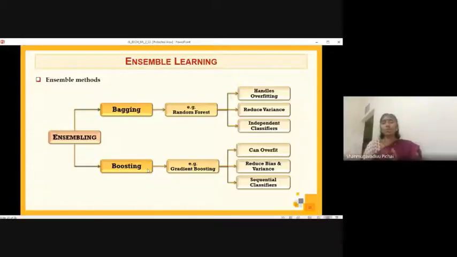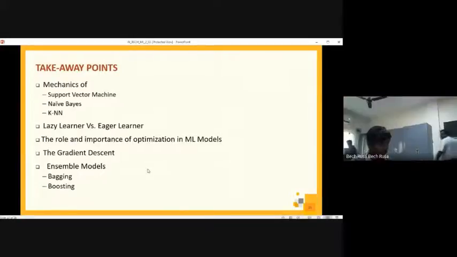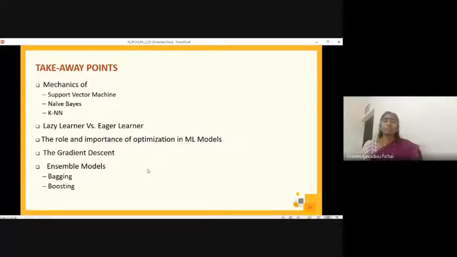It leads to overfitting. Now let us move on to the next slide that speaks about the takeaway points of the session. So far we have discussed the purpose of support vector machine, then Naive classifier, then KNN.